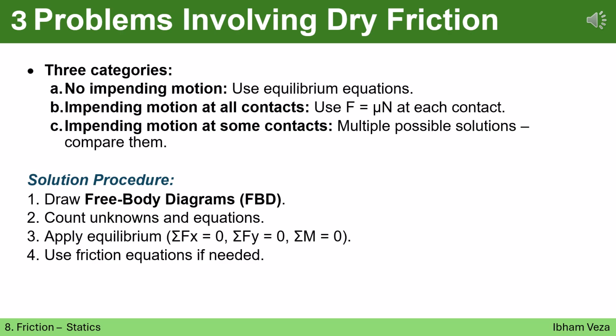Problems involving dry friction. When solving friction problems, we usually classify them into three categories. The first is when there is no impending motion, where only equilibrium equations are required. The second is when motion is impending at all contact points, and friction reaches its limiting value. The third is when motion is impending only at some contacts, requiring multiple solution attempts. The most important step is drawing an accurate free body diagram before applying equilibrium equations and friction relations.